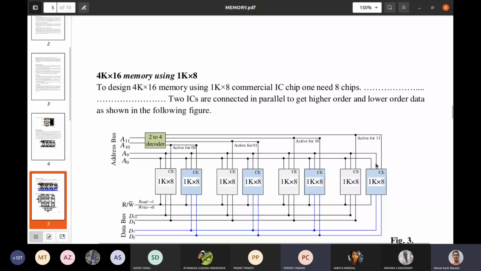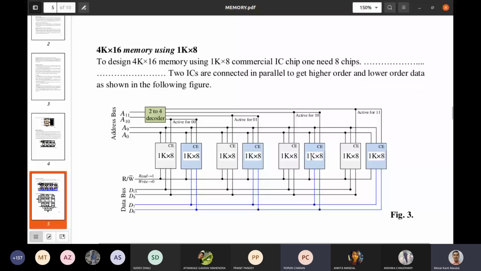Now we come to another memory expansion. This is 4K into 16 memory using 1K into 8. Now we want to expand the memory to 4K into 16. Previously it was 4K different locations, but the bit length was 8 bit. But now we need 16 bit memory. So each location can contain 16 bit.